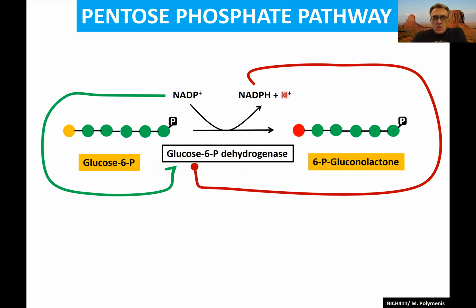And the very first reaction, of course, in the oxidative branch, that takes glucose 6 phosphate to gluconolactone, is regulated by NADP plus and NADPH. The more NADPH, the more product you have, the more it acts to inhibit the enzyme. However, if you have a lot of NADP plus, so non-reduced, oxidized NADP in the cell, then you activate the enzyme, which kind of makes sense.